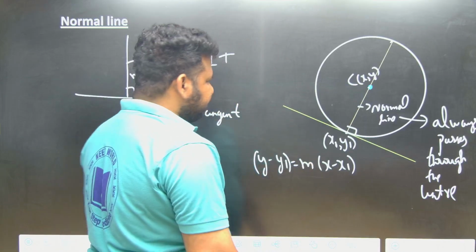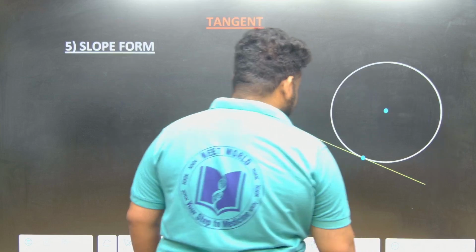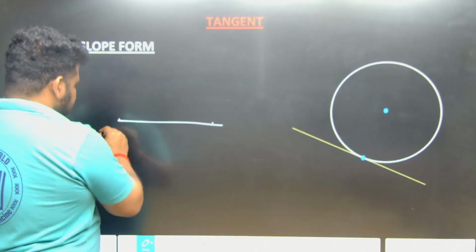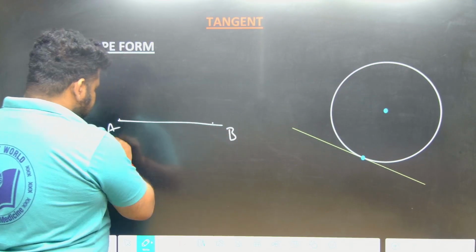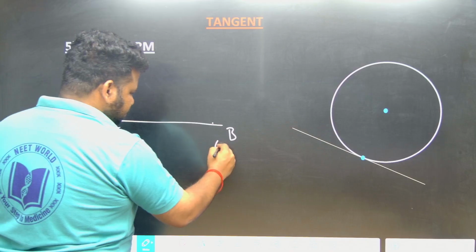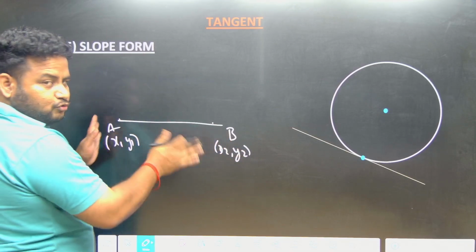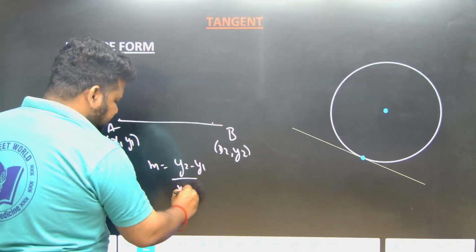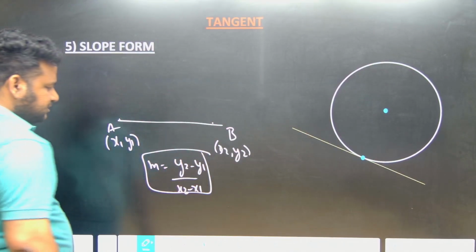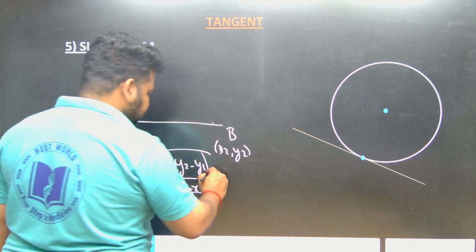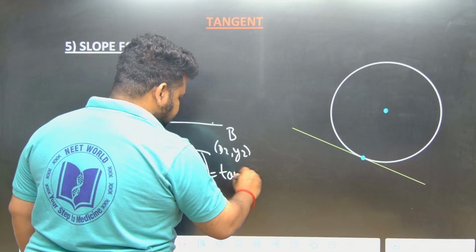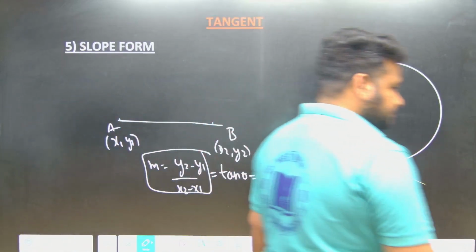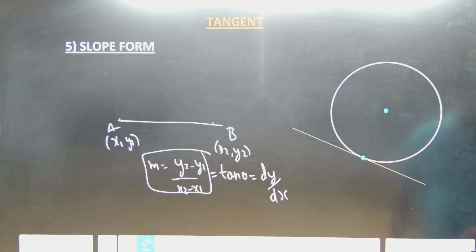See, one more thing, if you want to find the slope: if two points are given on a line, let us take it as AB, with coordinates (x1, y1) and (x2, y2), then the slope is given by y2 minus y1 divided by x2 minus x1. So m is equal to (y2 minus y1) divided by (x2 minus x1). The slope is also equal to tan theta, and it is also equal to dy by dx. I have told you about this in the differentiation chapter.